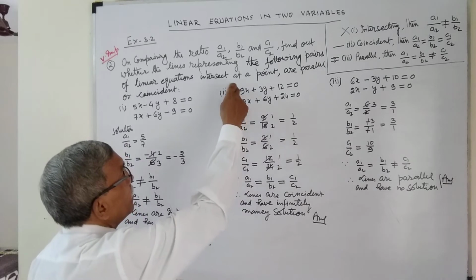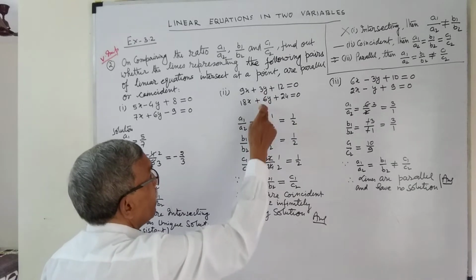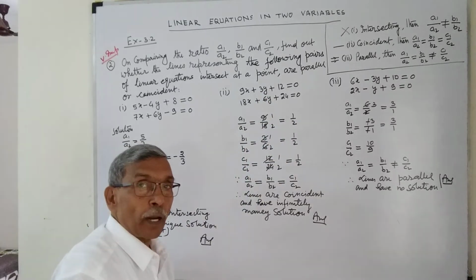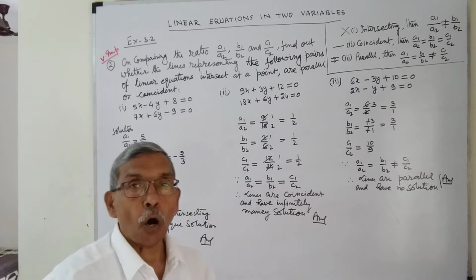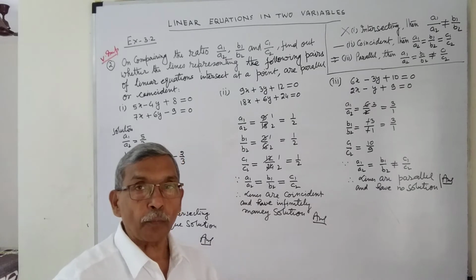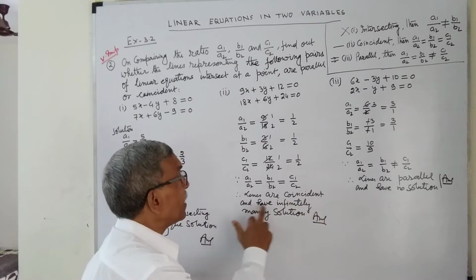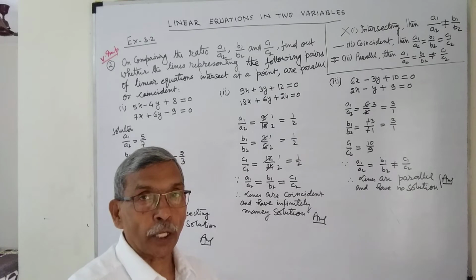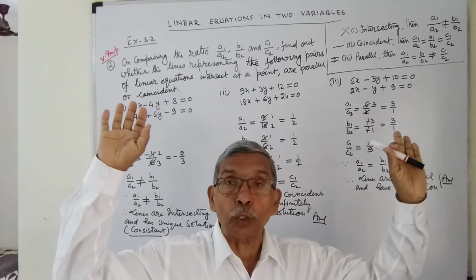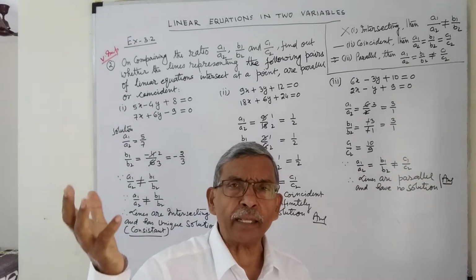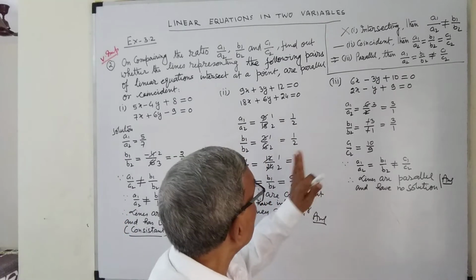Now, the second part. A1 upon A2 is 9 upon 18, which is 1 upon 2. B1 upon B2 is 3 upon 6, so it is 1 upon 2. And C1 upon C2 is 12 upon 24, which is 1 upon 2. So all the ratios A1 upon A2, B1 upon B2 and C1 upon C2 are equal. So the lines are coincident and have infinitely many solutions. It has an infinite number of solutions, means many points lie on the straight line, and those points will be the solutions of the given equation.